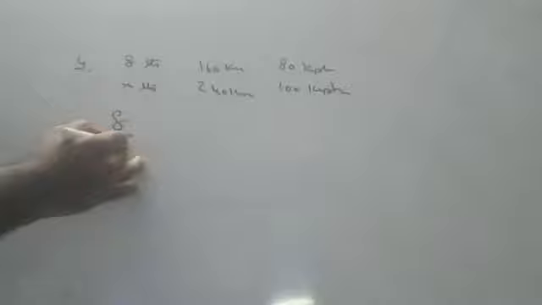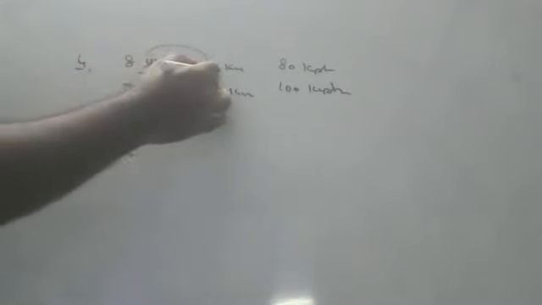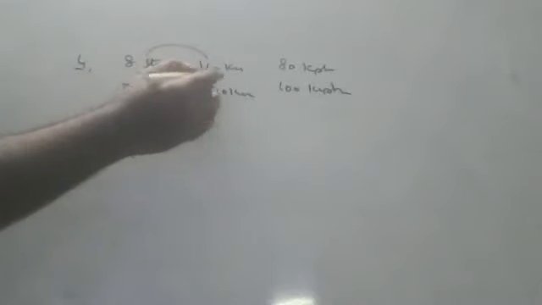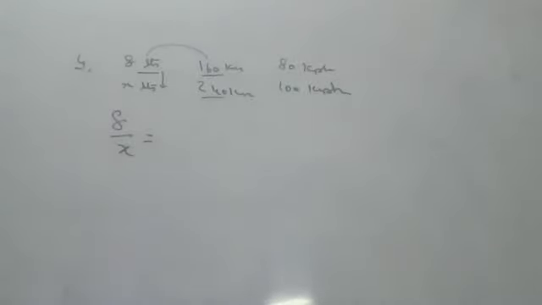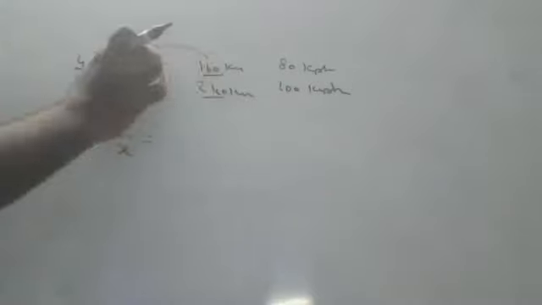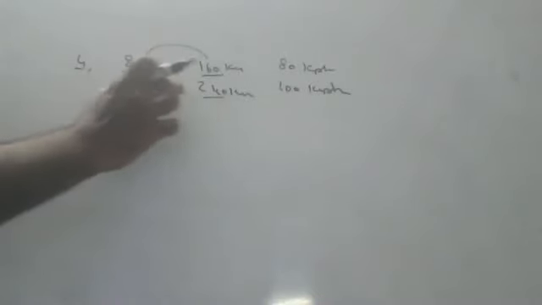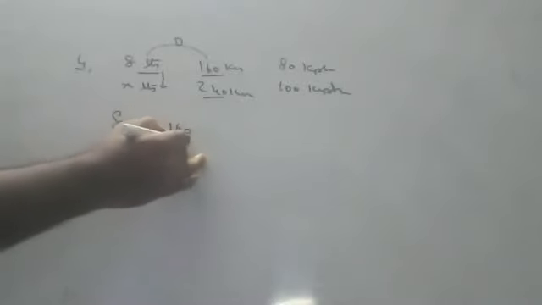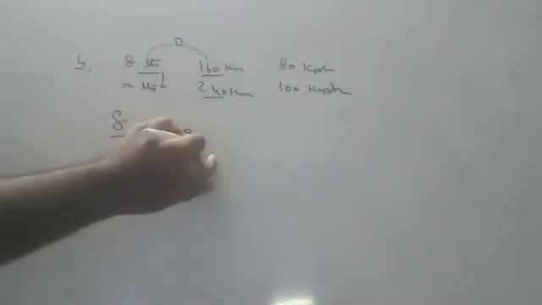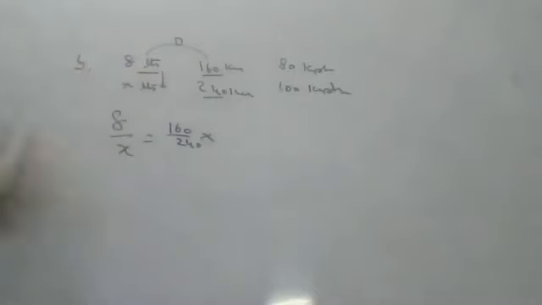So, 8 by x. First, let us check these both. 8 liters for 160 kilometers. For more distance, do you want more petrol or less petrol, children? More petrol, sir. Very good. For 160, 8 liters; for 240, you require more petrol. Is it direct or inverse? Direct proportion. So 160 by 240. Now this is over. Forget it for some time.